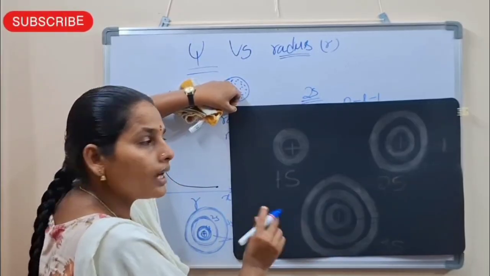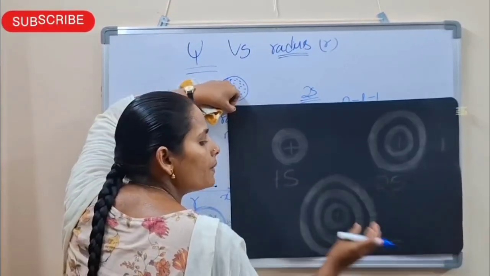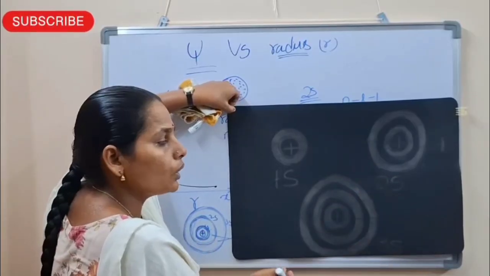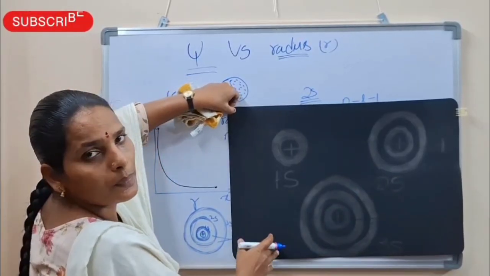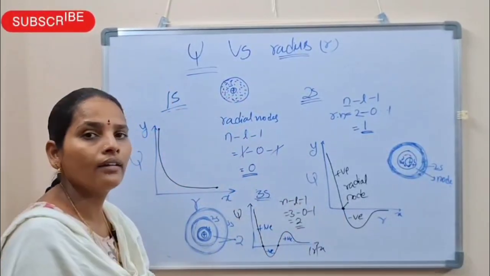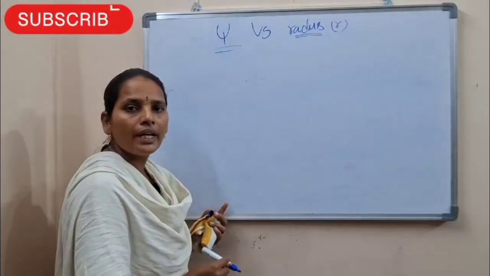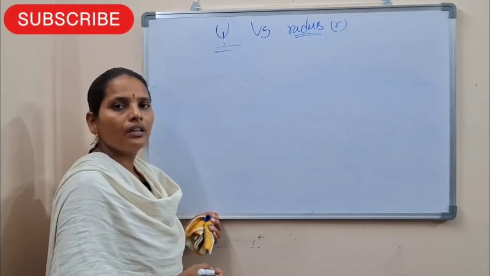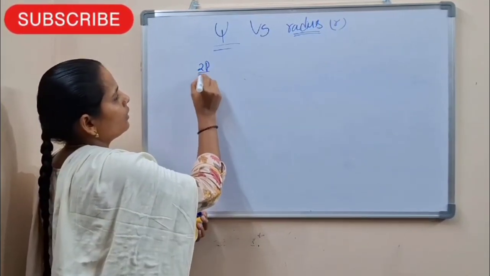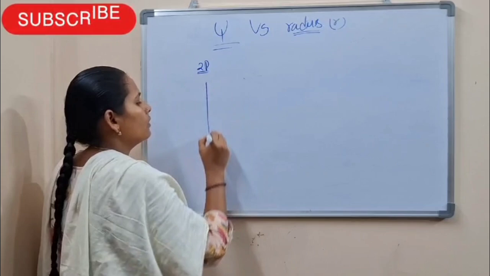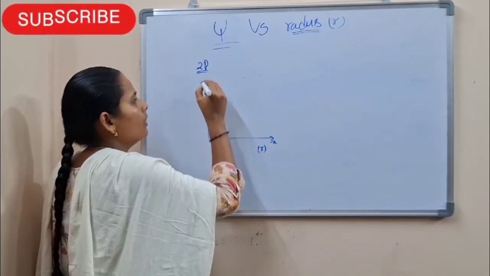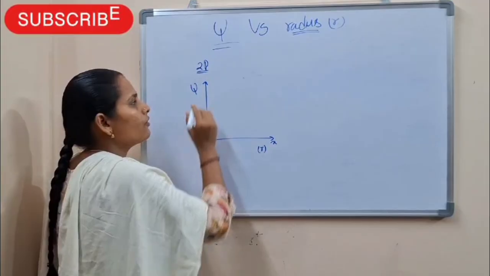One thing you are observing is that as the principal quantum number increases, the size of the s orbital increases. This is a visual representation for taking the graphs. Have you got it? Students, let's take the graphs for p orbitals. If you take the 2p orbital, on the x-axis we are taking r and on the y-axis we are taking the wave function.